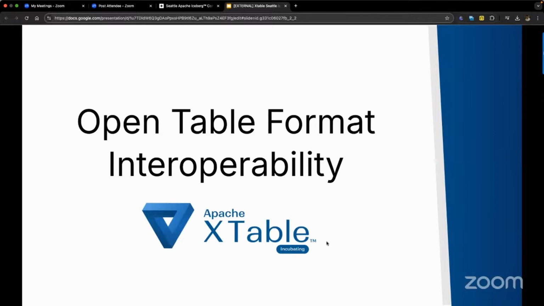So I'm really excited to be here giving a talk on open table format interoperability with Apache XTable.